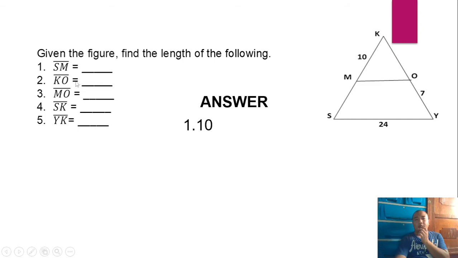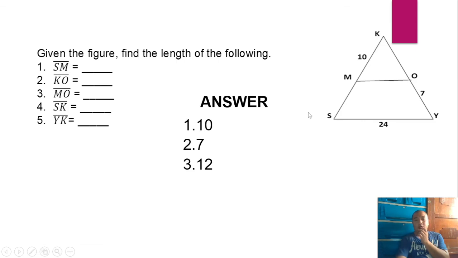Next, what's the length of KO here? Number 2, the answer is also 7. Since OY is 7, KO is also 7. Next, MO. What is the length of MO if SY is 24? Answer is 12. 1/2 of 24 is 12.